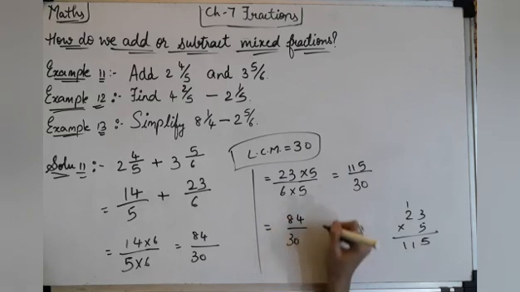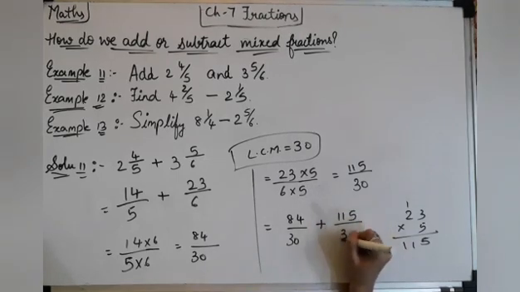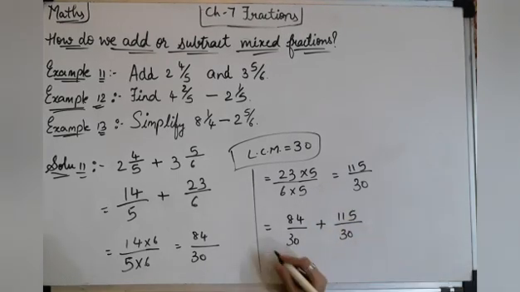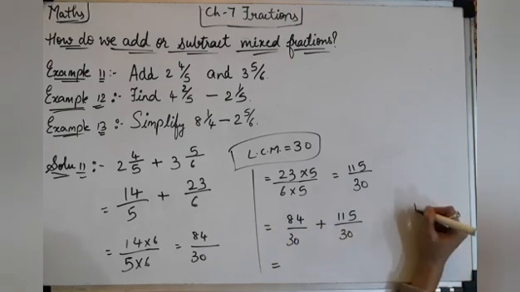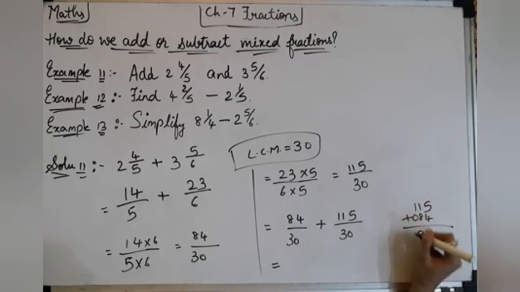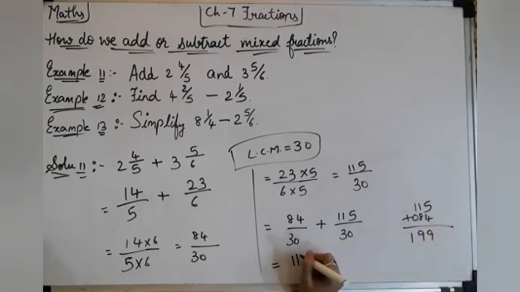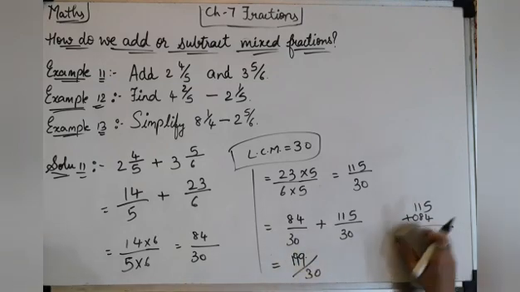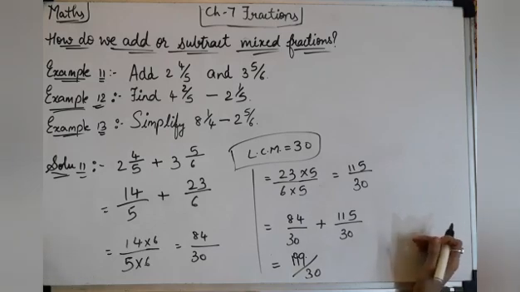84 upon 30 plus 115 upon 30. Okay, now we will do the addition. 115 plus 84. So 5 plus 4 is 9, 8 plus 1 is 9, and 1 plus nothing, means it is a 0 here, so 1 plus 0 is 1. So our answer came 199 upon 30. But this is not the answer, as they have given us the question in mixed fractions. So we have to convert this improper fraction into a mixed fraction. Okay. So for converting into a mixed fraction, what do we have to do?